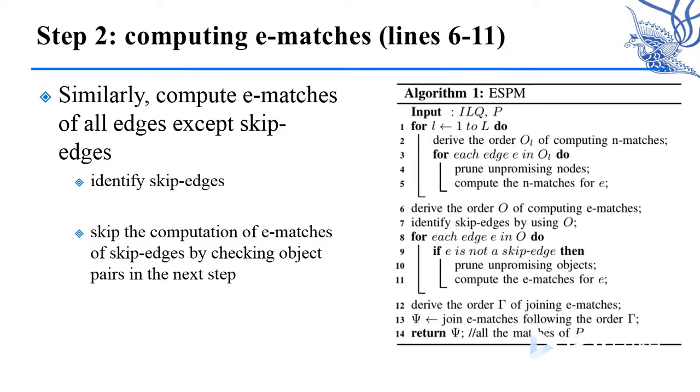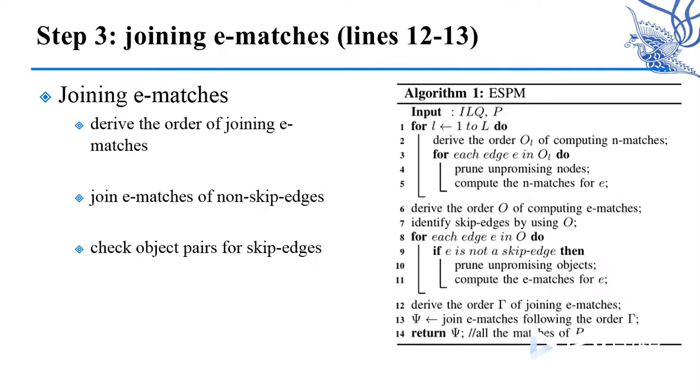Similarly, we compute images of all edges except skip edges in step 2. We identify skip edges by using the order of computing images. Then we skip the computation of images of skip edges by checking object pairs in the next step. In step 3, after deriving the order of joining images, we join images of non-skip edges and check object pairs for skip edges to compute all the matches of the pattern.